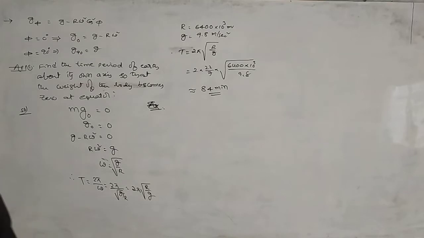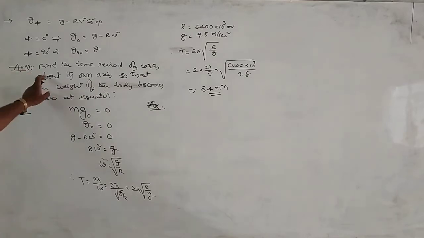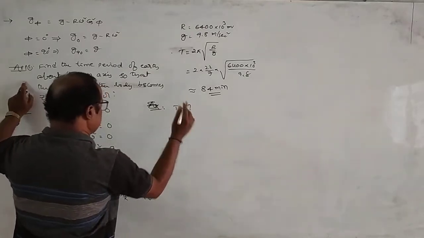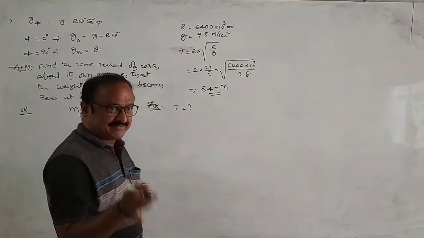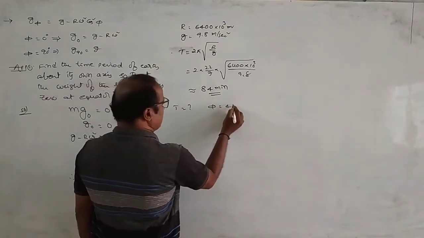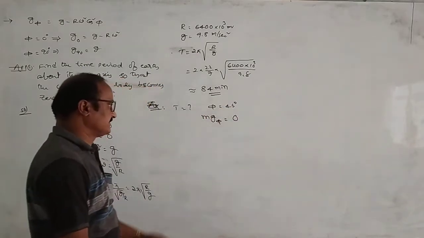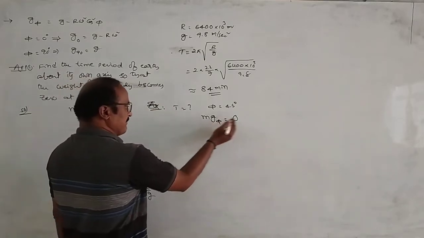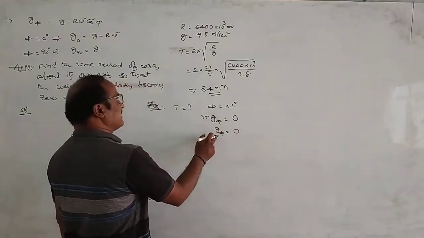Find the time period of earth about its own axis so that the weight of the body at a latitude of 45 degrees becomes 0. In the same question, the weight of the body at a latitude of 45 degrees means phi is equal to 45 degrees. At this latitude, m into g phi is equal to 0. Then what is the time period? So m into g phi is equal to 0, or g phi is equal to 0, and what is its value?